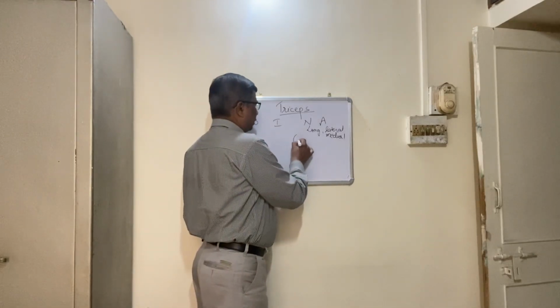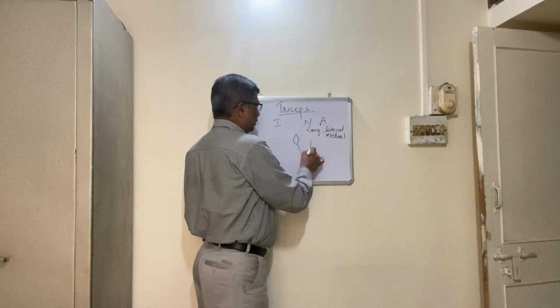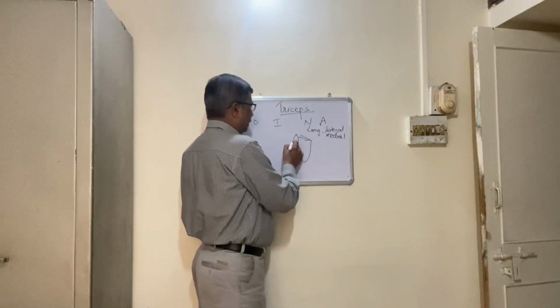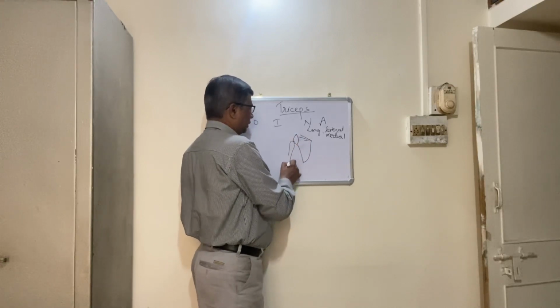Now we'll draw the scapula here. Okay, this is the glenoid cavity of the scapula. Okay, this is the superior border. So likewise, somewhat, this is the scapula. Here you have the humerus.